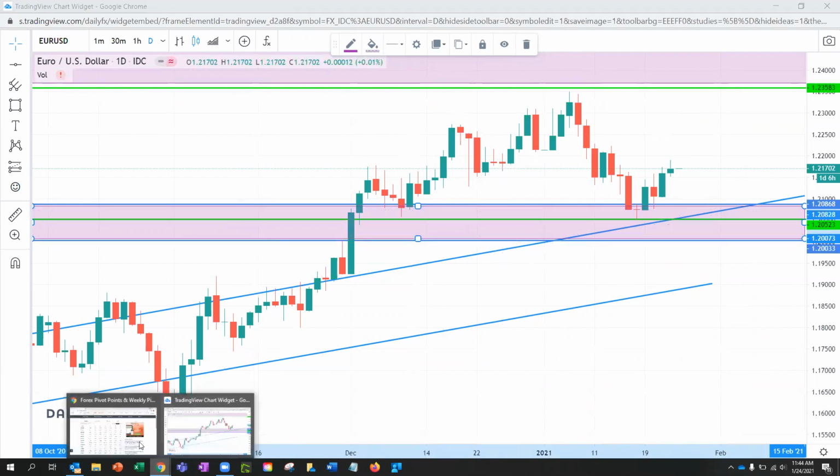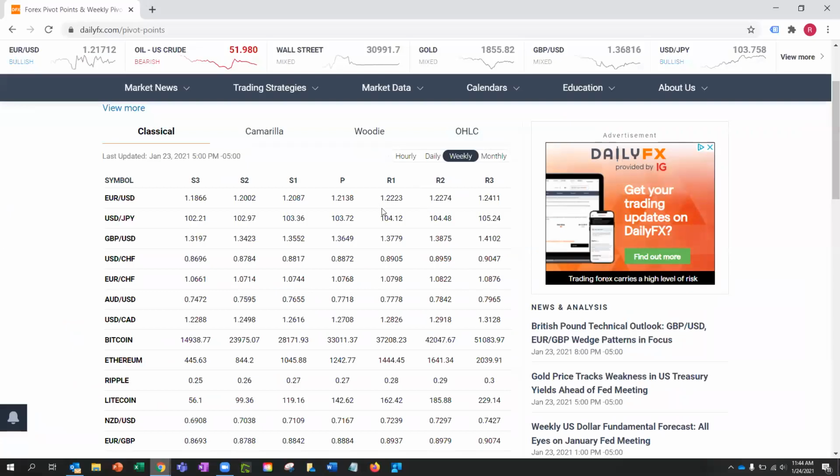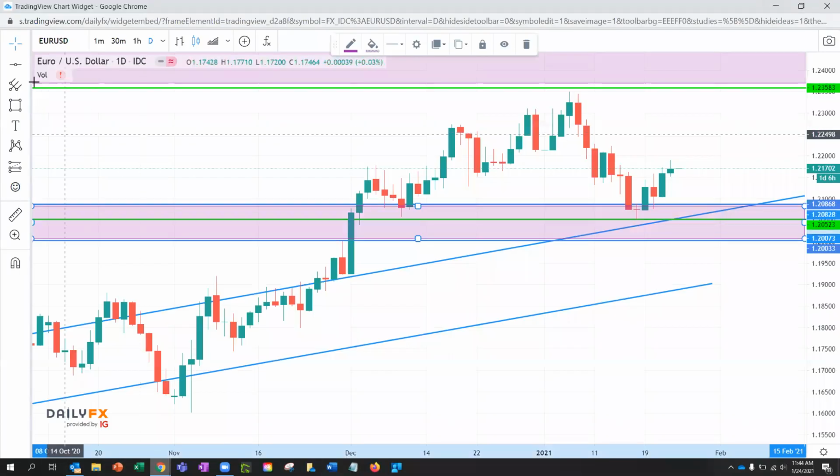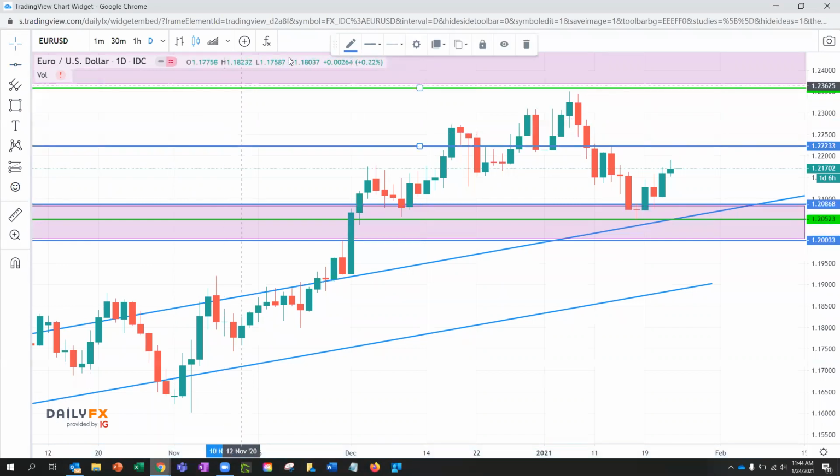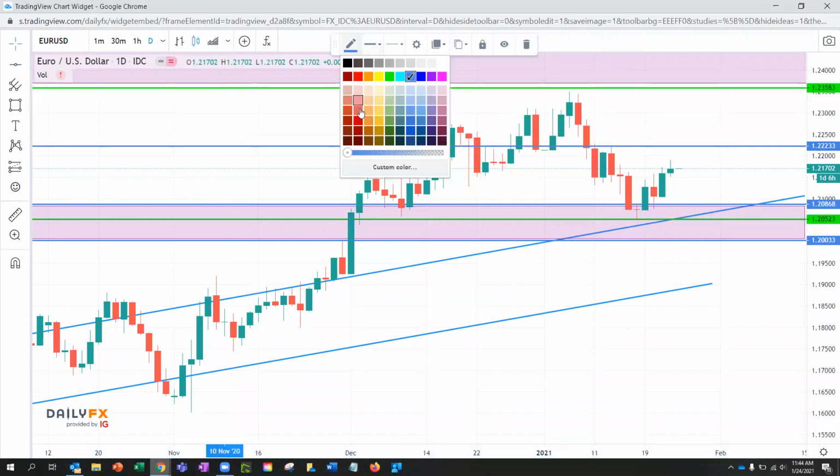Speaking of resistance, what are our R1 and R2 for the week? R1 is 122.23. So right there, that's our R1. I'm going to change that color.